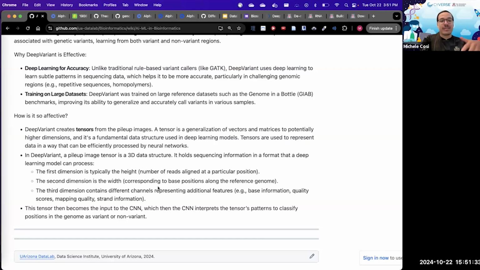And it then uses the three dimensions of this pileup cube to maintain the genetic information of the genome itself. The first dimension is the height, the number of reads at a particular position. The second dimension is the width, corresponding to base position alongside the reference genome. And the third dimension contains the channels, which are quality scores, mapping quality, and strand information.